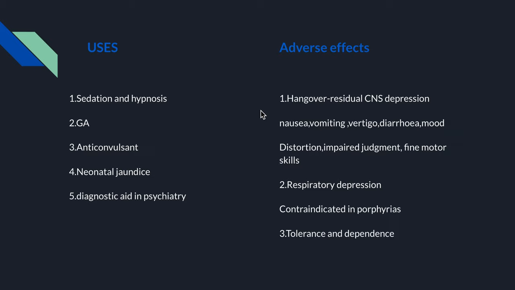The uses. Now, first off, they're used in sedation and hypnosis. In patients suffering from insomnia, barbiturates were earlier used for sedation and hypnosis, but due to their ability to cause tolerance and dependence, they're not preferred anymore. General anesthetics, ultra short acting barbiturates such as thiopentone and methotrexate are used in the induction of general anesthetics. Anticonvulsant. Phenobarbital has anticonvulsant effect and is used in the treatment of status epilepticus and grand mal epilepsy.